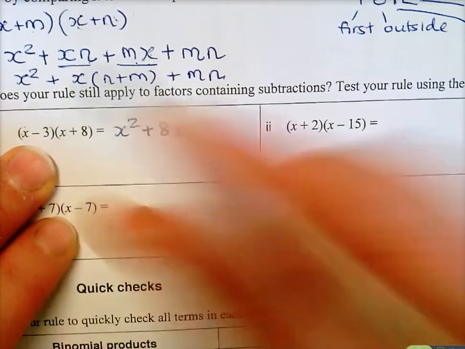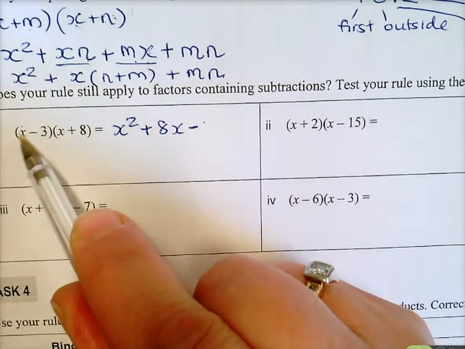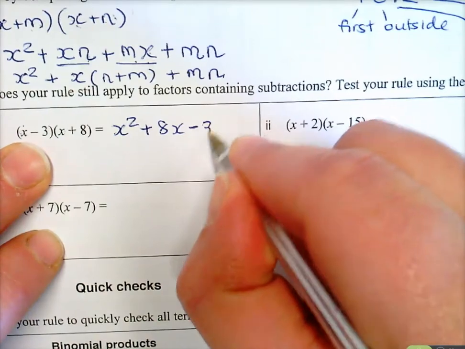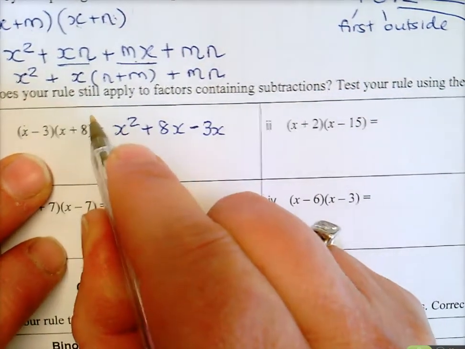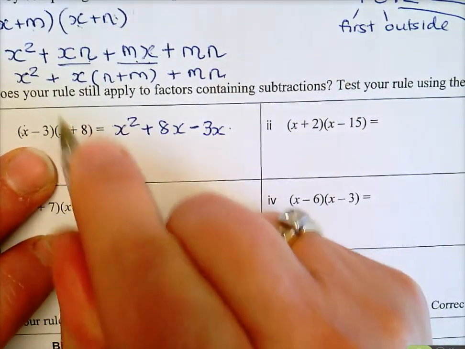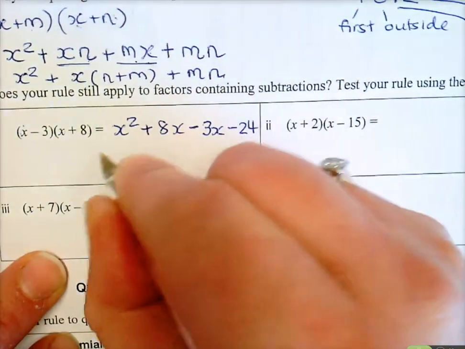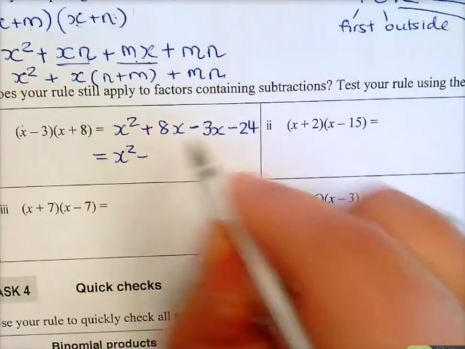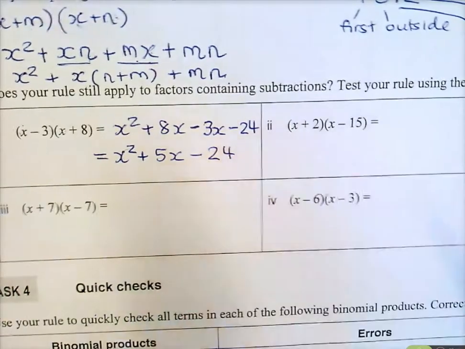The minus 3 gets multiplied by the x. What do you get? X times x is x squared. X times 8 is plus 8x. Minus 3 times x is minus 3x. So I'm now doing the second term by each of the ones in the bracket. Minus 3 times x is minus 3x, minus 3 times 8 is minus 24. Adding the like terms, x squared what? Plus 8x minus 3x is plus 5x minus 24.